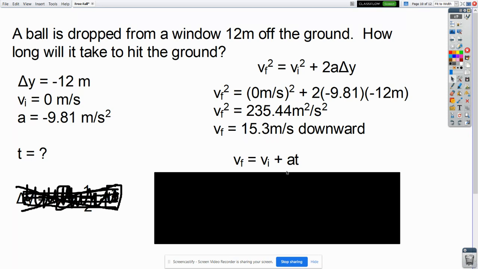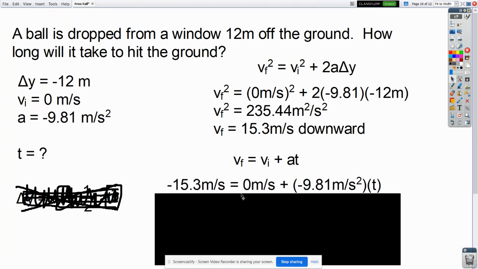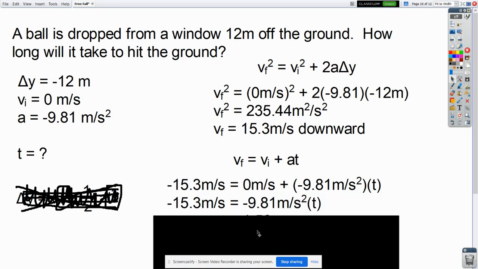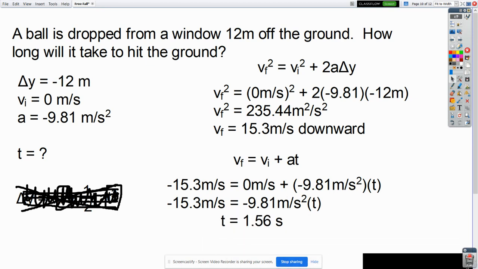But this is 15.3 downwards, so when we go to substitute this in here, we are going to want to make that number negative, because mathematically we can't put downward into the equation. So we do want to make sure we bring it over there, that is a negative number, because we need these negative signs to play nicely too. VI is 0, A is negative 9.81. I can get rid of that. Gives me this. Divide both sides by negative 9.81.